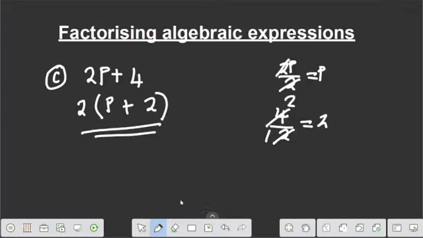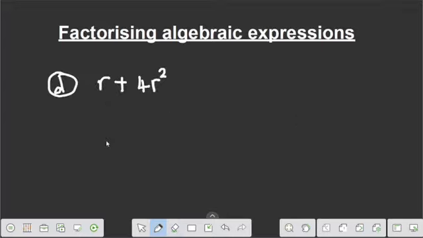Okay, let's look at another example. All right, so here is our fourth example. We need to factorize r plus 4r squared. So here we look at the numbers. We only have a 4 here, and the coefficient of this r is just 1. So we can't factorize the numbers here. Then in terms of the letters, we have r, then here we have r squared.